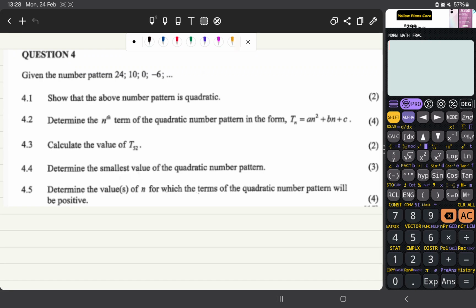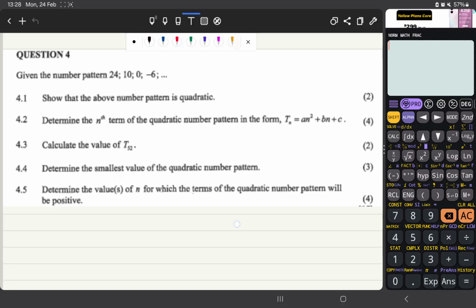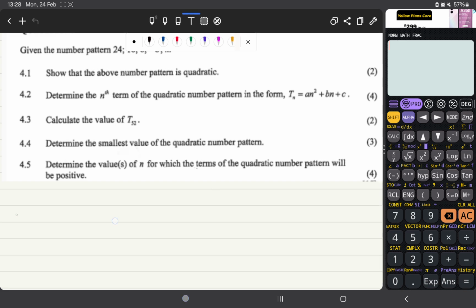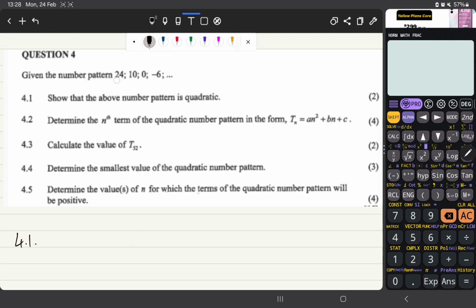So this is the last video under this chapter. So I'm just gonna jump straight in. There's a quadratic number patterns. The first question says show that the pattern above, this number pattern, is a quadratic.